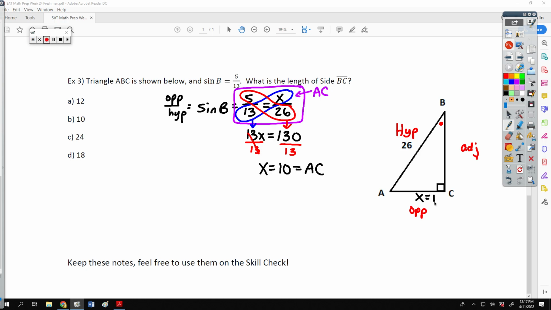So this is 10. Now the reason why we care is because now we can turn around and we can use the Pythagorean theorem to find the length of BC. See, we don't know what it is either, so we'll call it y. And we have that y squared plus 10 squared has to equal 26 squared. This is a right triangle, so we can use Pythagorean theorem.